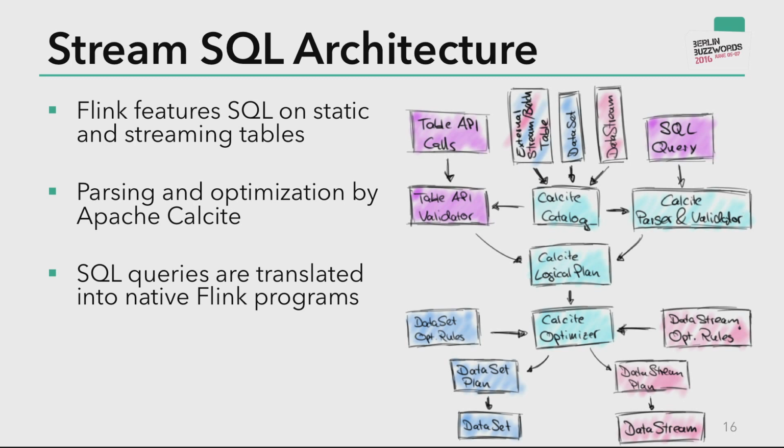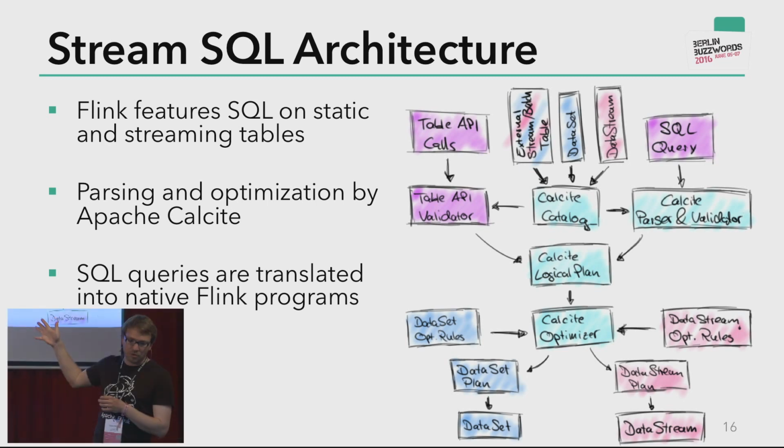It also has its own catalog, so you can register data streams or data sets. So the same feature can also be used for SQL over static data sets. And when a SQL query comes, the Calcite parser takes the query. The syntax I showed before is basically taken from the Calcite project.